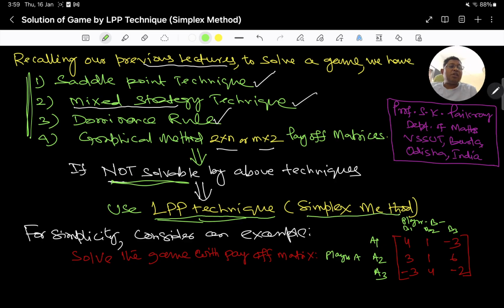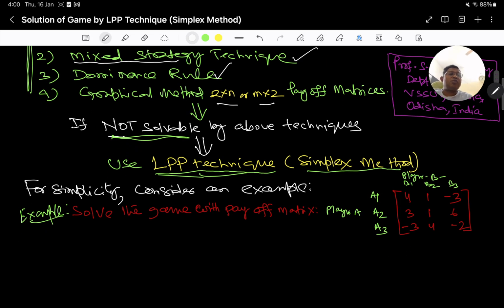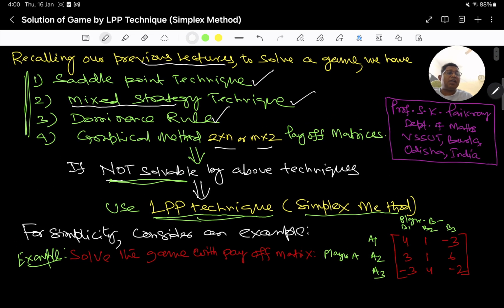For simplicity, to make you understand, let me consider one specific example. Solve the game with the payoff matrix as follows. This is the payoff matrix. Now we see the solution. You see, certainly there is no saddle point. You cannot find a saddle point here.